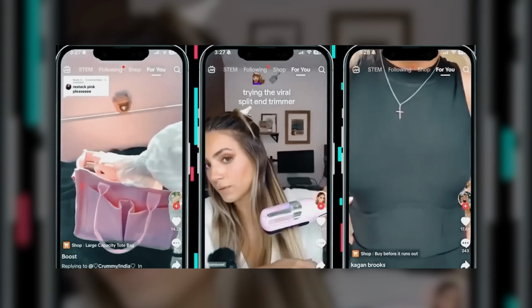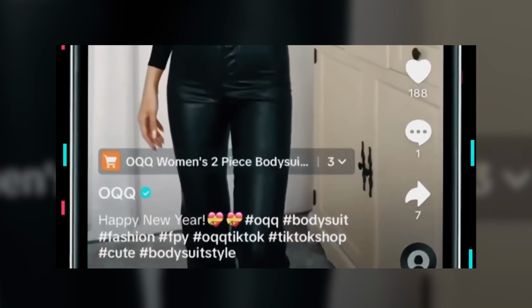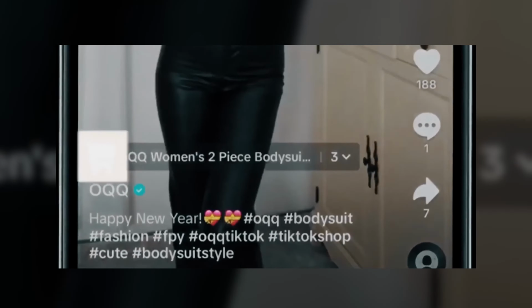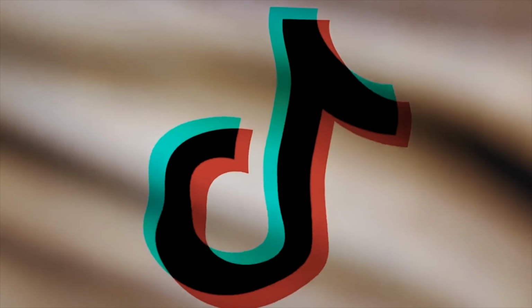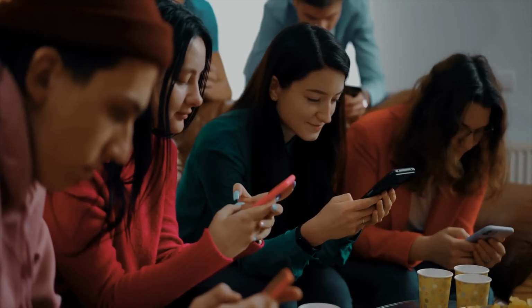The words you use in the caption, what you say in the video, and even the text on the screen all help the platform understand what your content is actually about. When that's clear, TikTok is better able to show your video to the right audience. It's less about using random hashtags and more about being intentional with how you describe what you're showing.